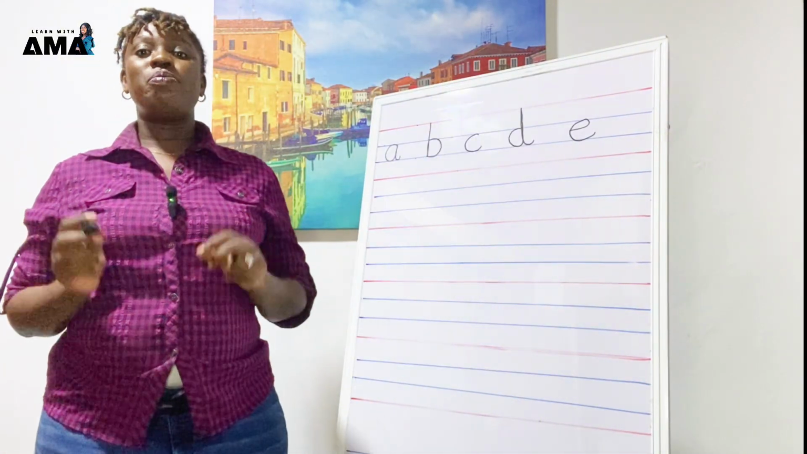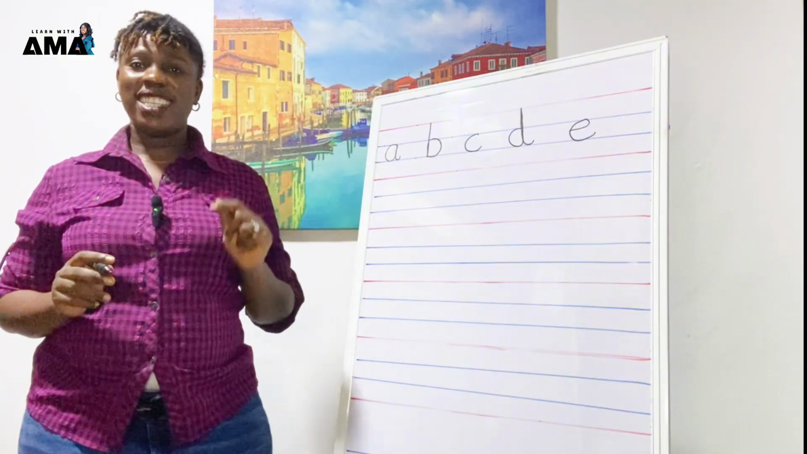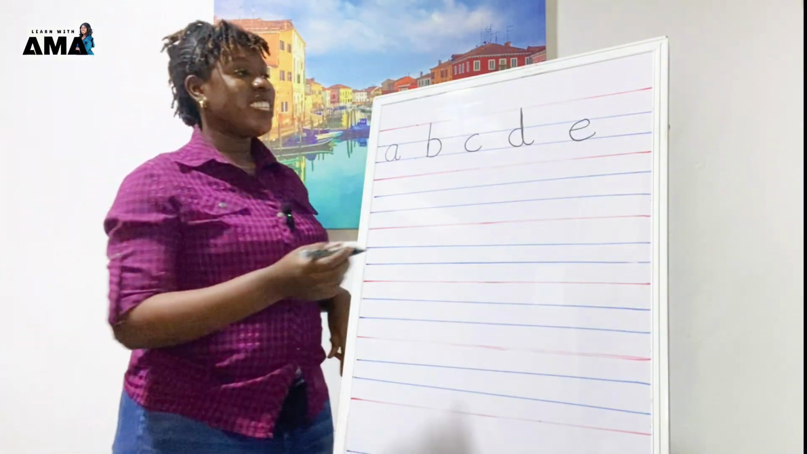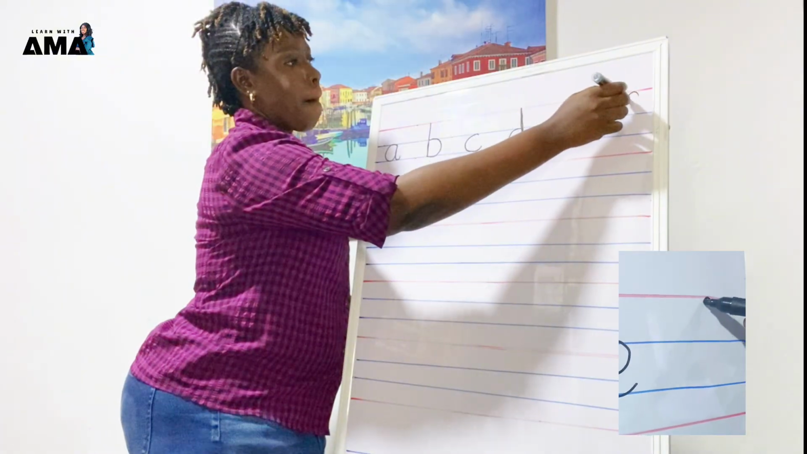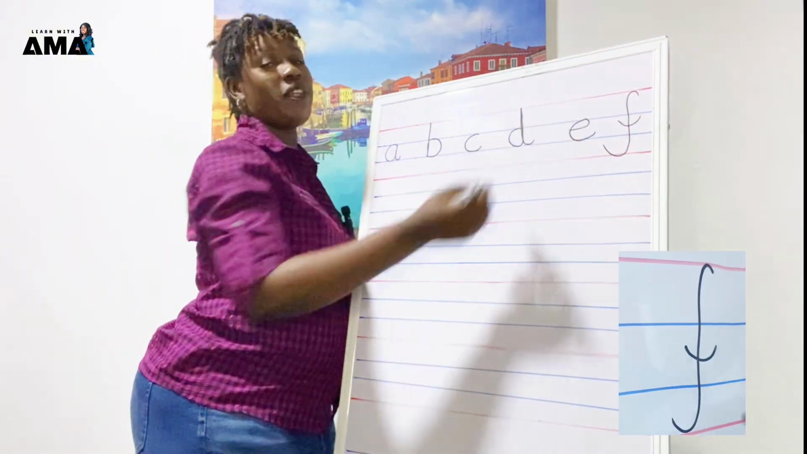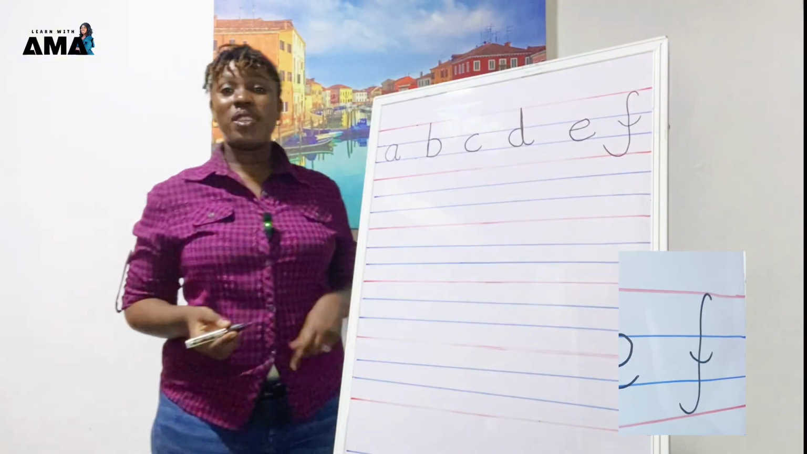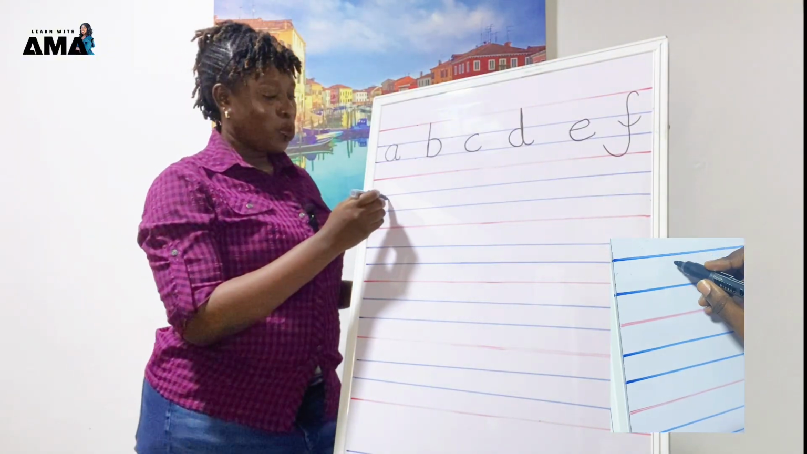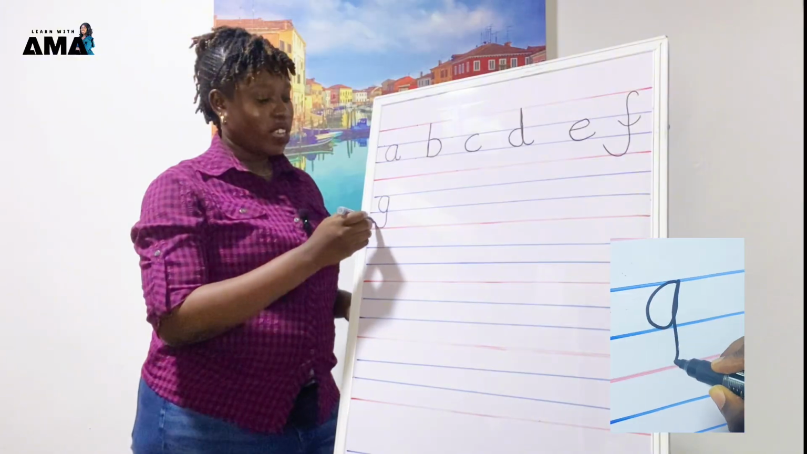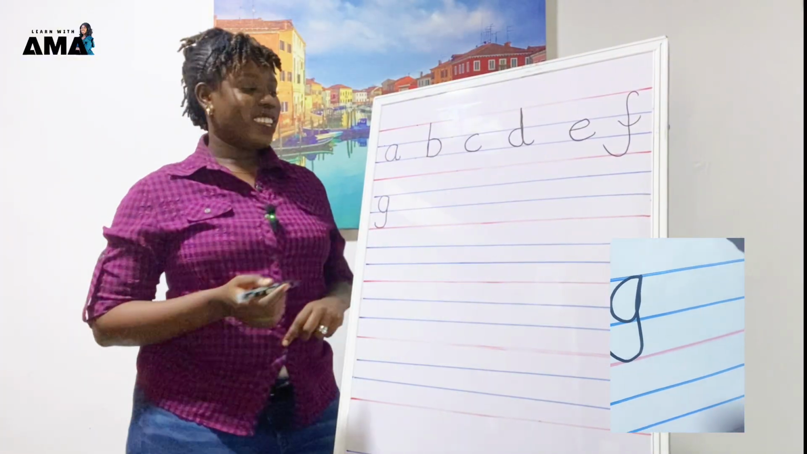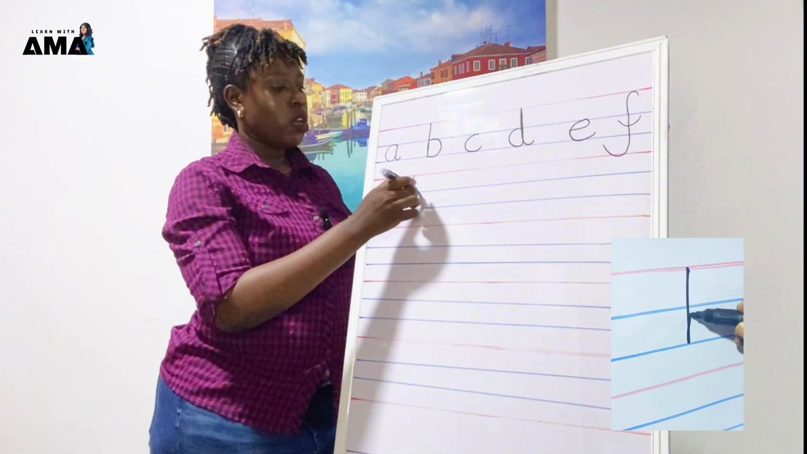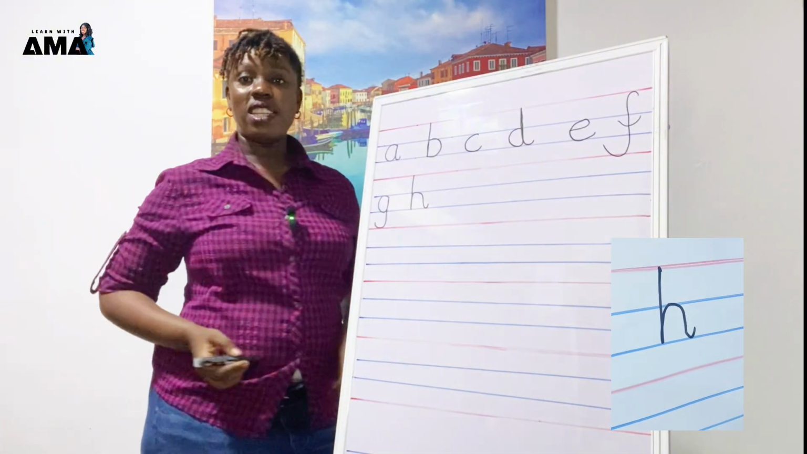Now let's go to letter F. Letter F is both an ascender and a descender, which means it is tall and it also has a tail. Letter F starts from here, go down with a flick, and then you put the curve right in the middle. Let's go to letter G. Letter G starts with a curve, take it up and down with a flick. This is a descender. H, look down, take it up, a curve down inside the blue line and a flick.